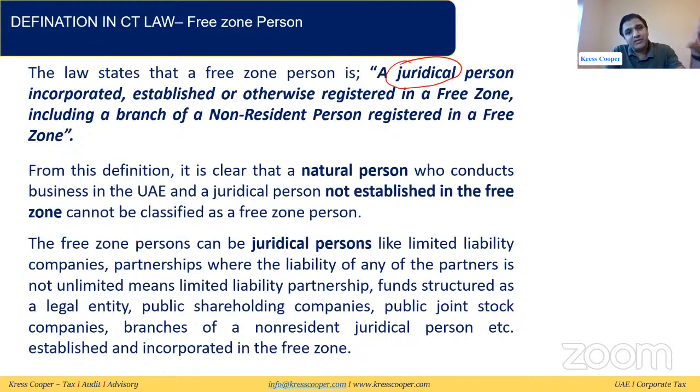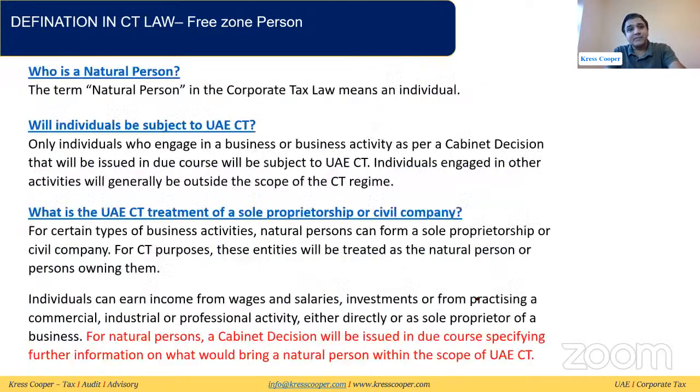So all the companies which are registered, established, or incorporated in the free zone, and these are juridical persons, will be called a free zone person. It will even include the branch of a non-resident registered person. Natural person will not be included, as I discussed. Juridical person, I have given the definition as well: limited liability company, fund structure, legal entity, public shareholding company, public joint stock companies.